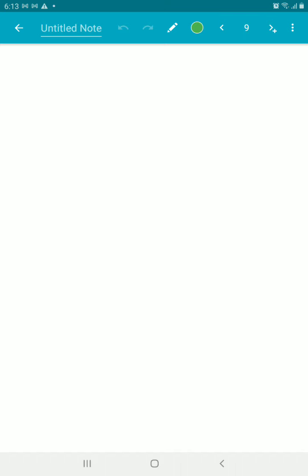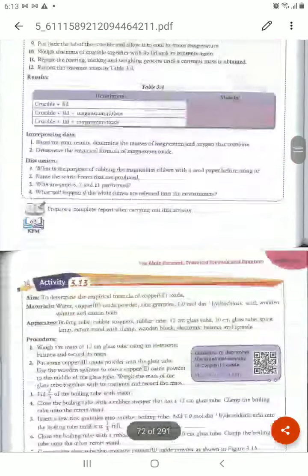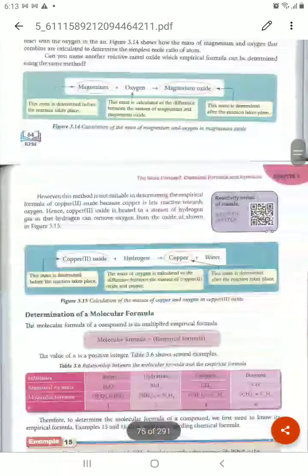Empirical formula done. How about the molecular formula? Okay, molecular formula, let's see the question. For this one, activity 3.1, I repeat, I want you to do number 2 and number 3. Sorry, number 2 and number 4. Okay, actually cikgu dah bagi dah step dia, cuma awak perlu dapatkan the exact answer. Okay, next is molecular formula.